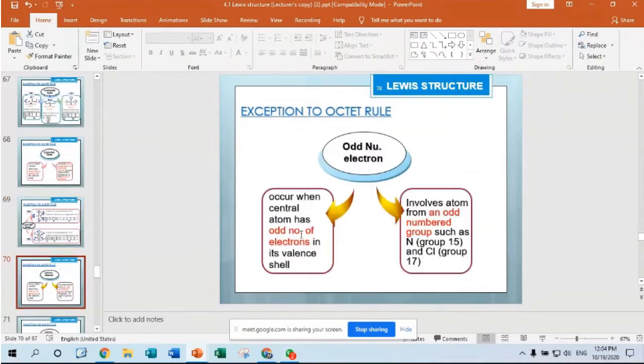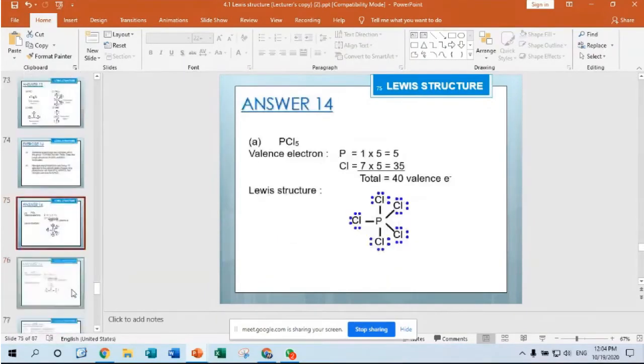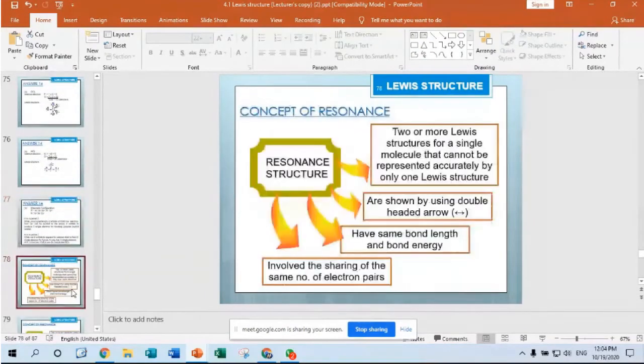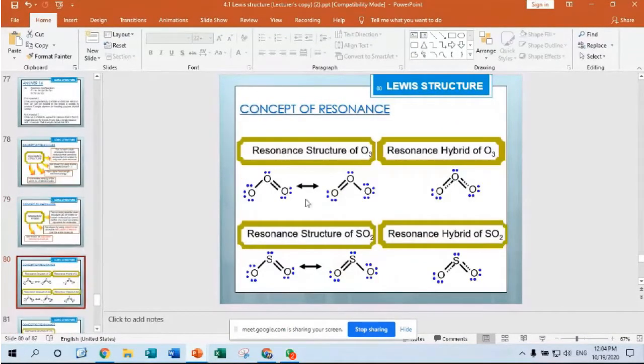Odd number of electrons. So for example, group 15, nitrogen, and then group 17, chlorine. Next, we need to know how to draw the resonance structure. Resonance structure normally happens for structures that have single and double bonds. This and this, both are the same.